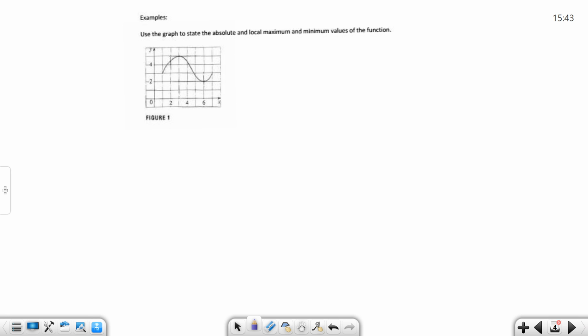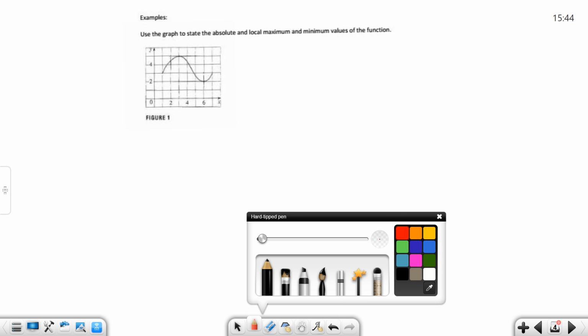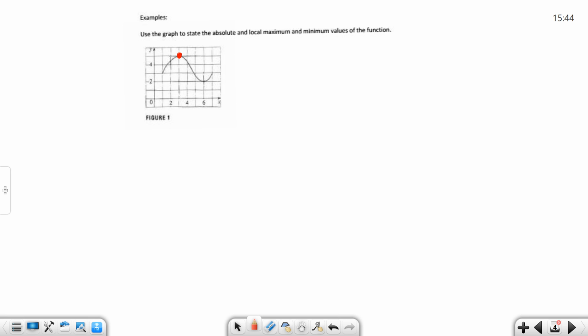First, I give you a little graph. I ask you for the absolute and local max and min values of this function. Well, if you look at this particular graph, obviously this point here is the highest. So we would have an absolute max at 3. Now I said at 3, that's where x equals 3. So sometimes it'll say at a point or it'll say an x value. So you could either say you have an absolute max at x equals 3, or you could call that the point, it looks like 3, 5.